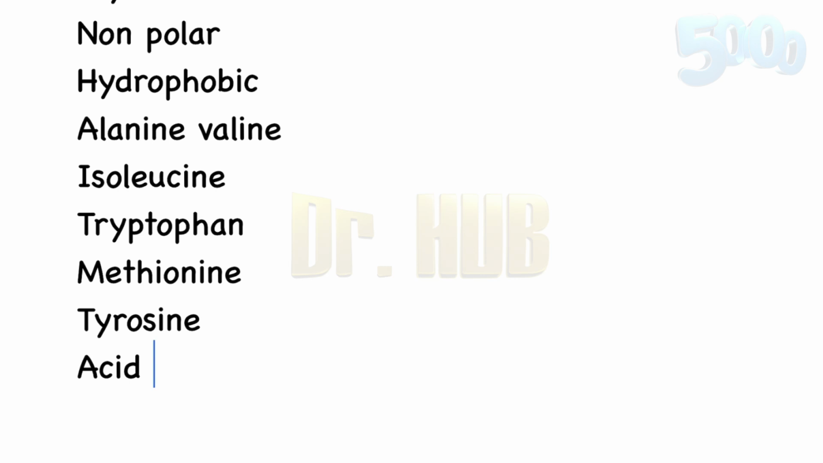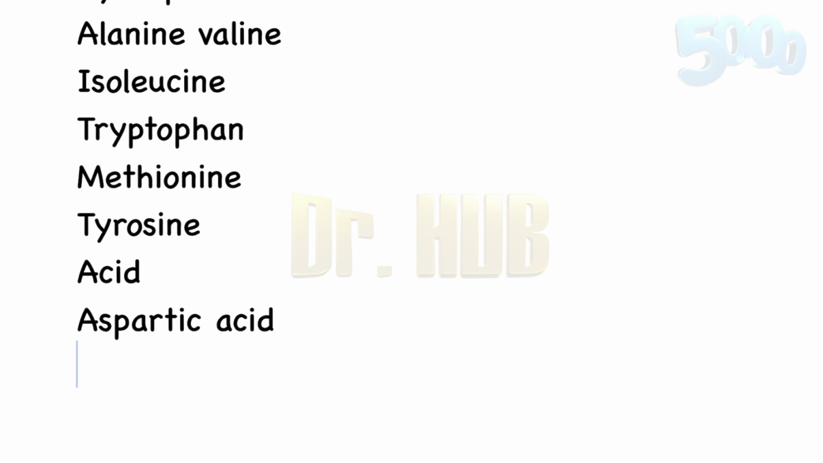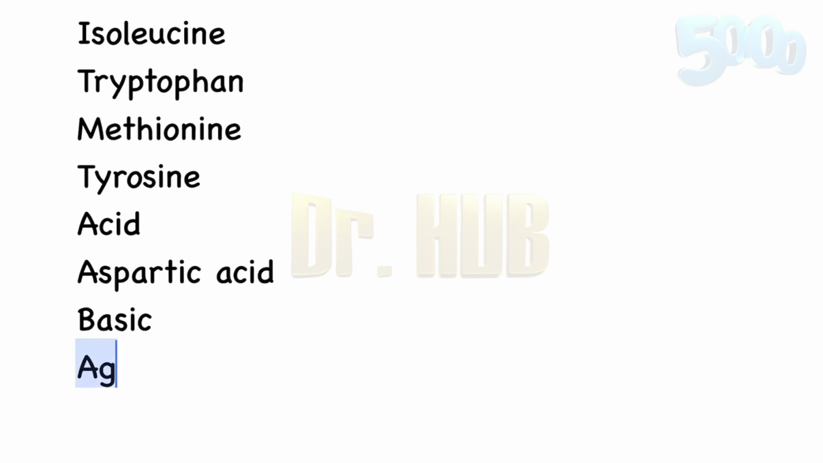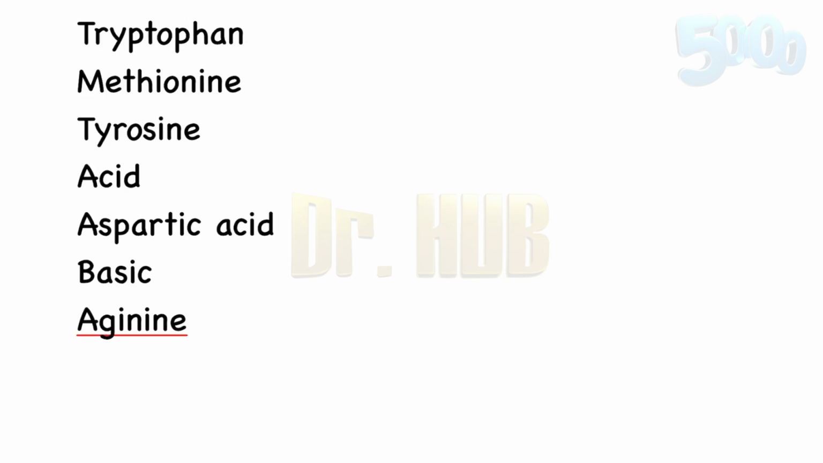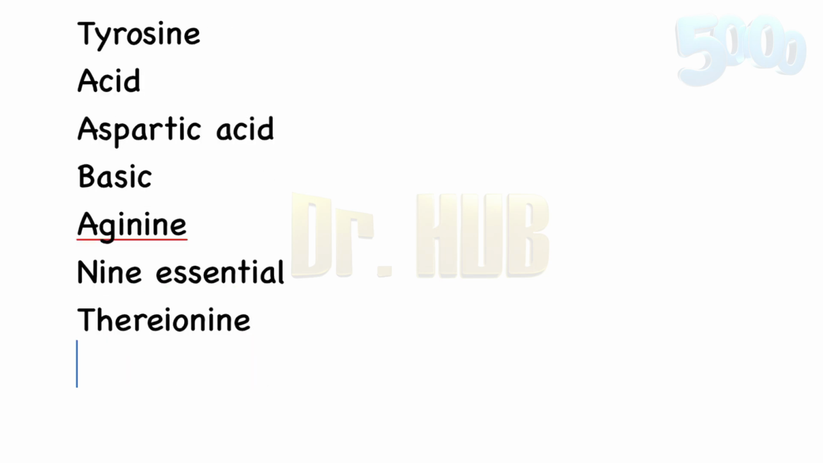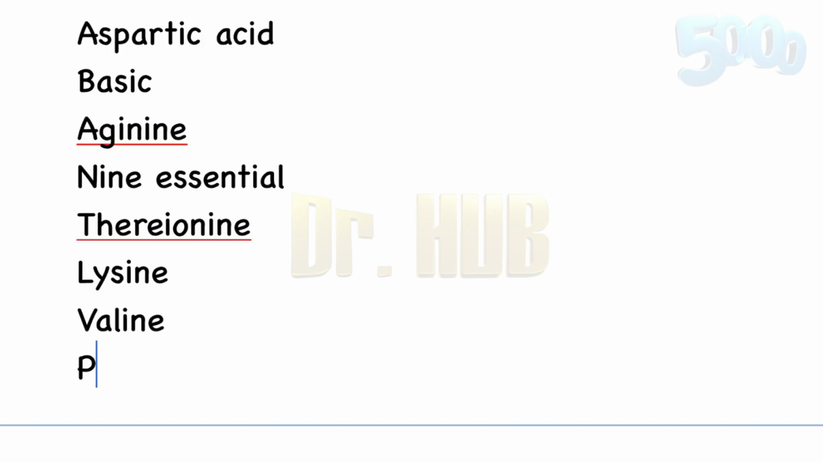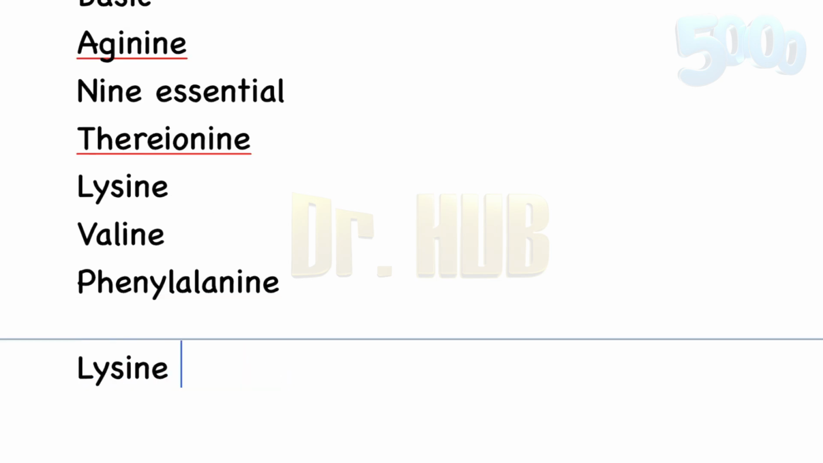Next is acidic. Acidic includes aspartic acid. Aspartic acid is the most acidic, and also glutamic acid. Then comes basic, you have lysine, arginine is the most basic, then is histidine. So let's look at the nine essential amino acids as well. The nine essential amino acids include threonine. Then comes lysine, histidine, valine, isoleucine, phenylalanine, methionine, as well as tryptophan.